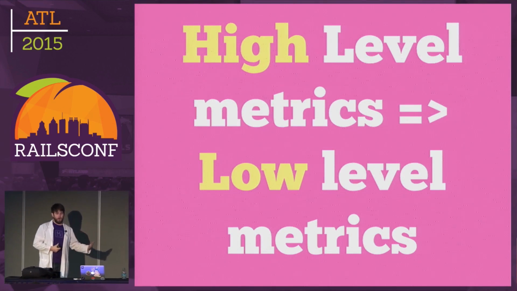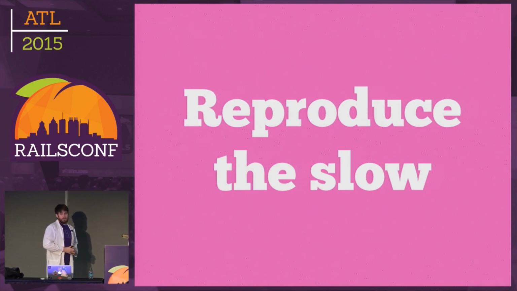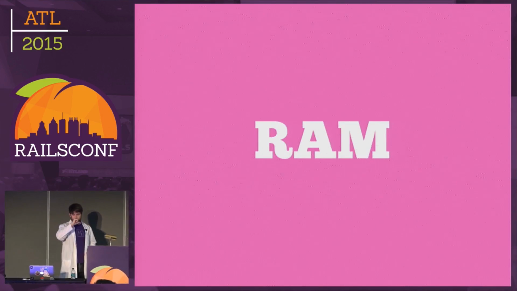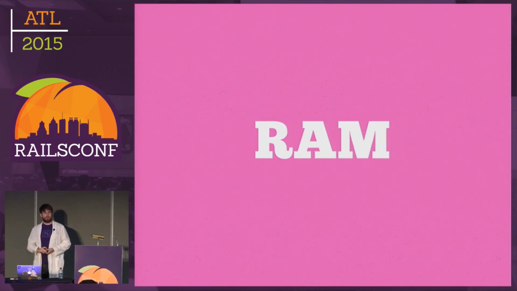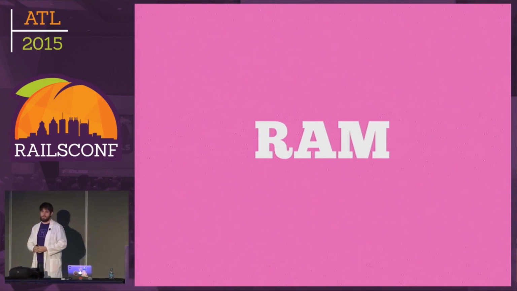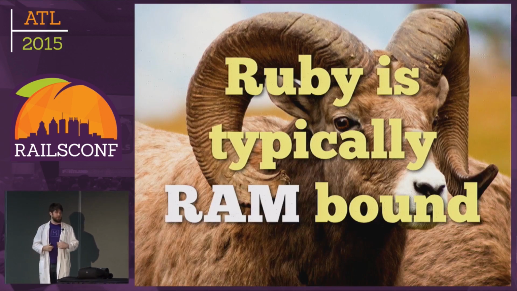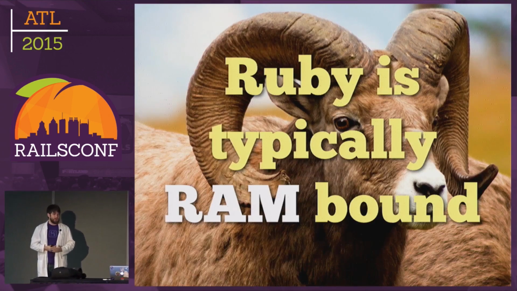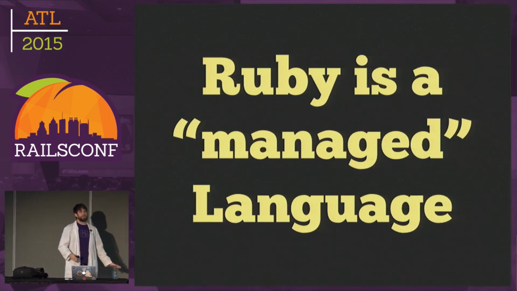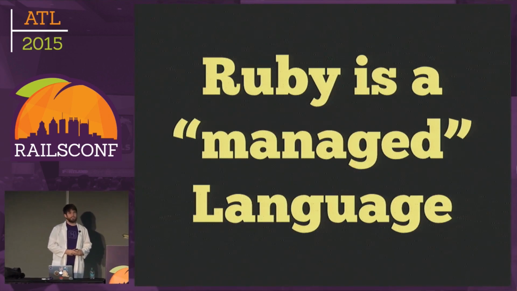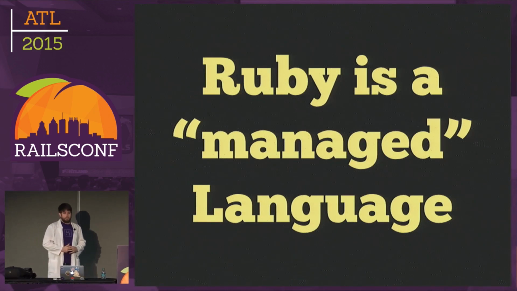So that's kind of our basic research. Again, we want to reproduce the slow. So RAM is the one thing that we haven't really touched on. Ruby is typically going to be RAM-bounded. And this is because Ruby is a managed language. So some of you might already know this, just bear with me for a little bit, but this is crucial to understanding the rest of my talk.